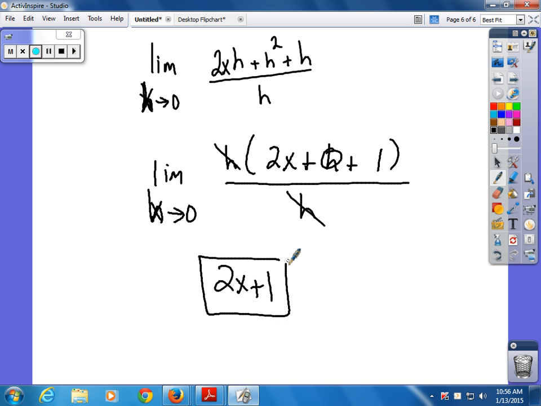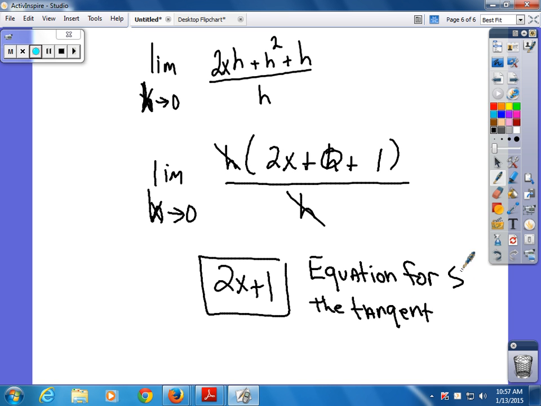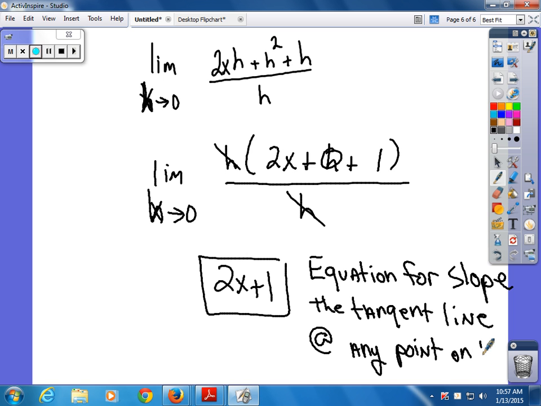Now, what have we found? We have just found the equation for the slope of the tangent line at any point on the curve. You have just found the equation for the slope of the tangent line at any point on the curve.